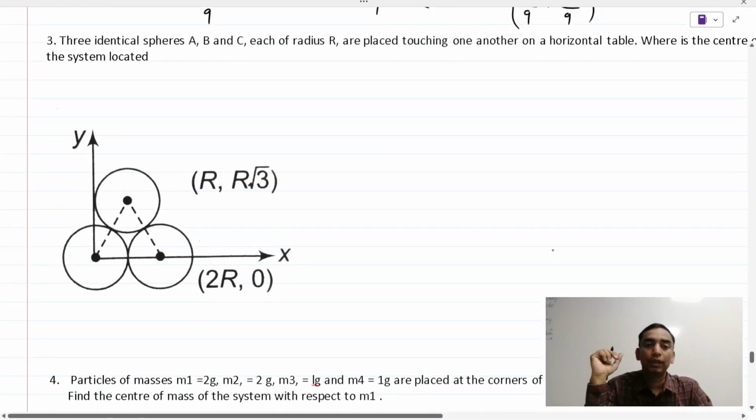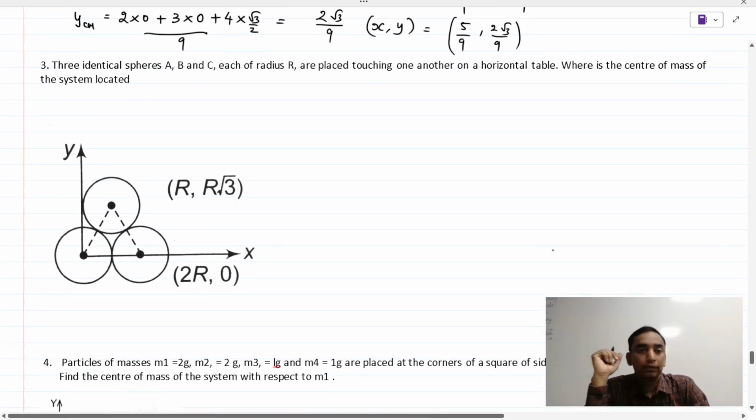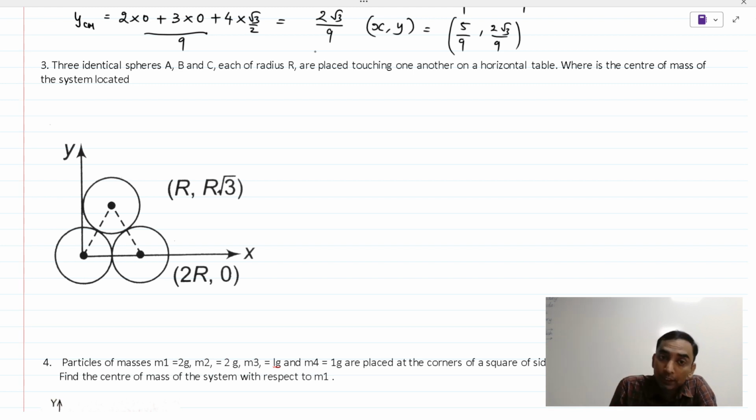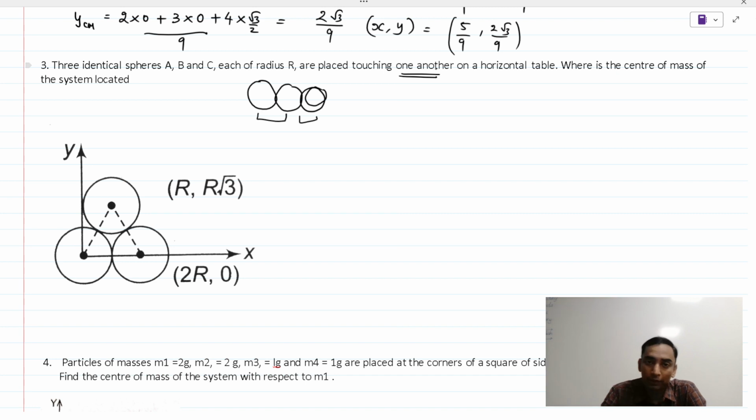Correct. Let's go ahead. Now, 3 identical spheres ABC, each of radius r, are placed touching one another. So please do not make diagrams like this. All three are not touching one another. Only two balls at a time are touching one another. Here the question says all three are touching one another. That means this is the proper arrangement, right? So let me remove these three diagrams and let's go ahead.